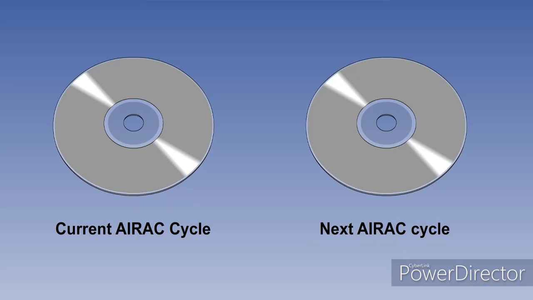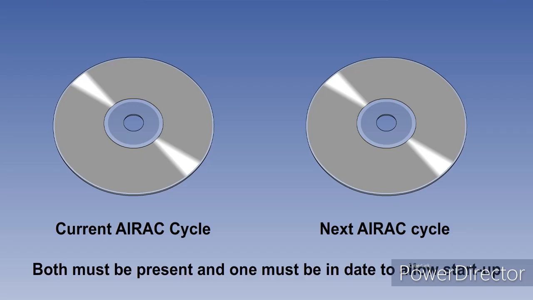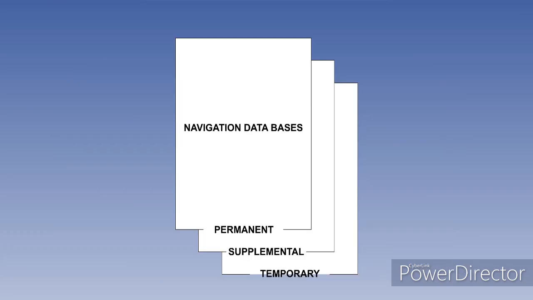2 sets of navigation data must be carried, one for the current 28-day period and one for the following one. The 28-day period of validity is called an AIRAC cycle. Unless 2 sets of AIRAC cycle data are present and one of them is current, the FMS will not continue with its startup sequence. There are also 2 other navigation databases, the supplemental and the temporary.